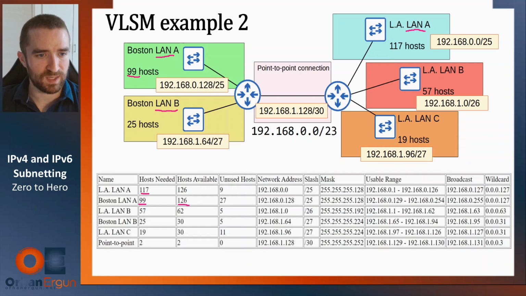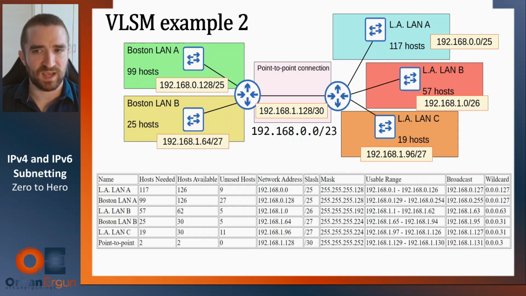So even though Boston LAN A needs fewer addresses than LA LAN A, which needed 117, we had to use the same /25 prefix length. That means there are a few more unused host addresses here, but that's unavoidable. Okay, the network address is .128. That's the prefix length, again /25, and the usable range. The broadcast address is .255, and again, the wildcard mask you can ignore.